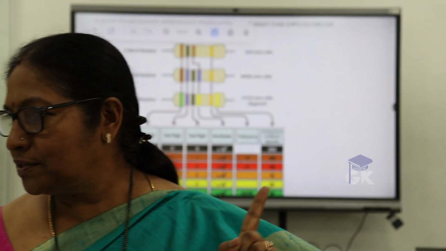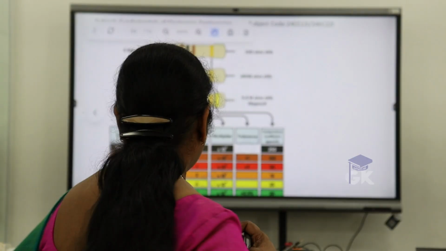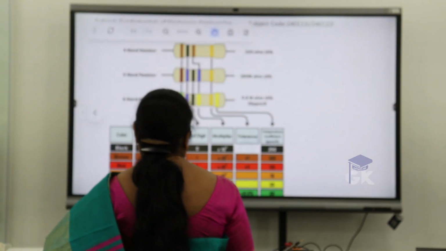Is there any doubt? Are you able to make out what the last band is in yours? Yes, correct, brown. Sometimes they will give the color also, that's what I am going to explain. Normally the tolerance band will be silver or gold.